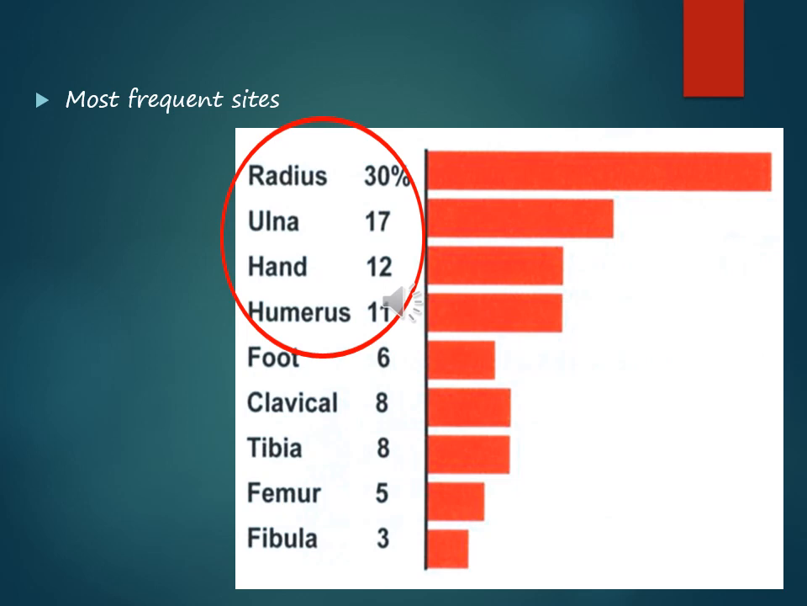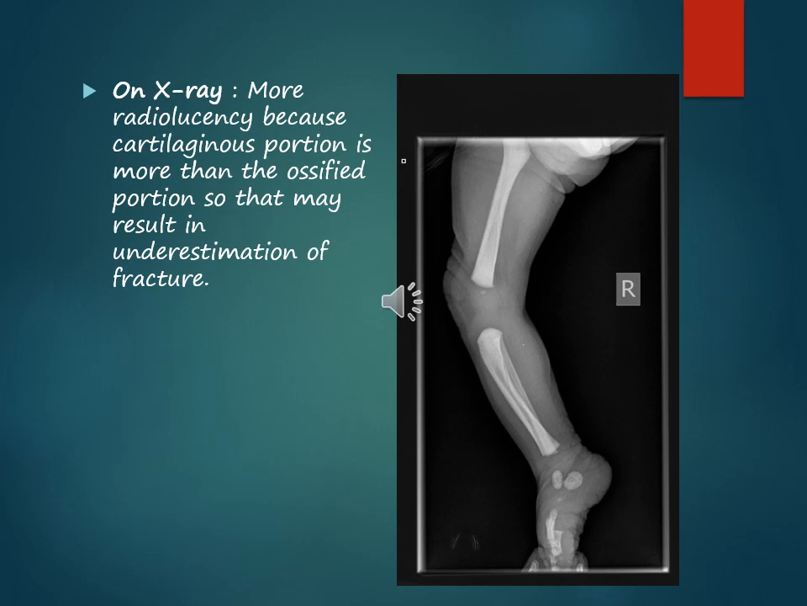This is a lateral x-ray of the knee area in a child. You can see that there is a big radiolucent area between the femur and the tibia. This is caused by the big cartilaginous parts at the ends of the bones. This is very important in children, especially when it comes to diagnosis, because that makes diagnosis much more difficult when an injury happens. So sometimes you will need to be guided by the clinical picture rather than the x-ray.